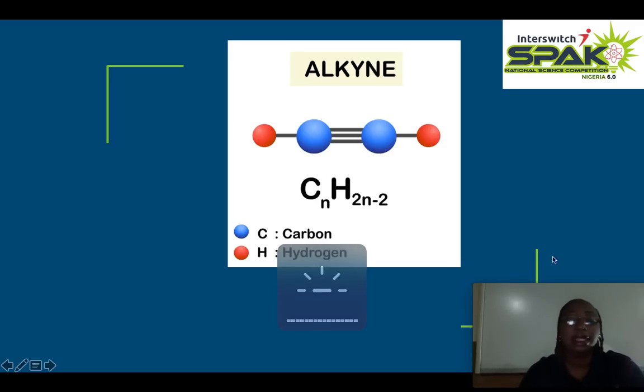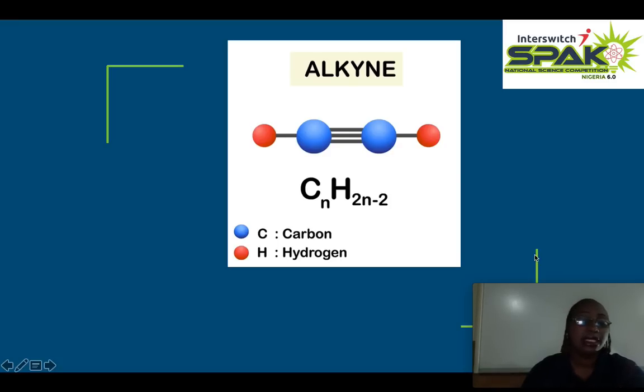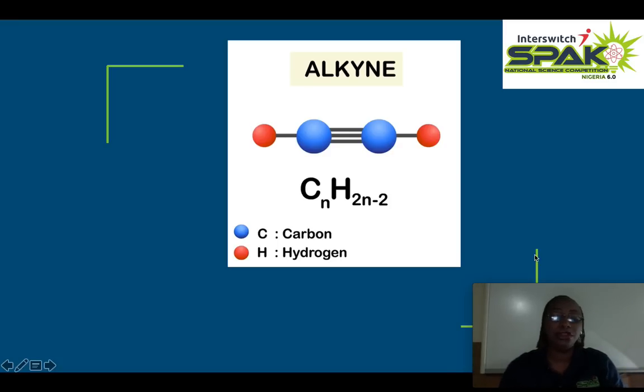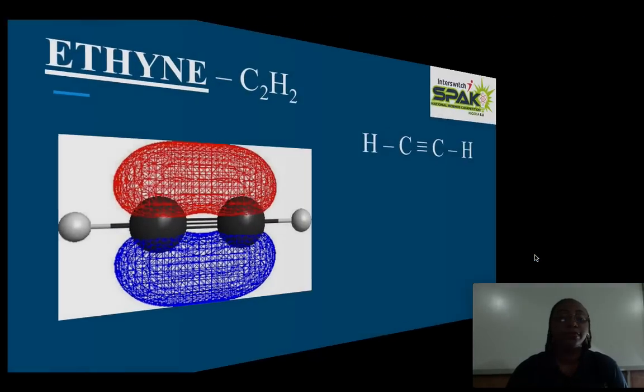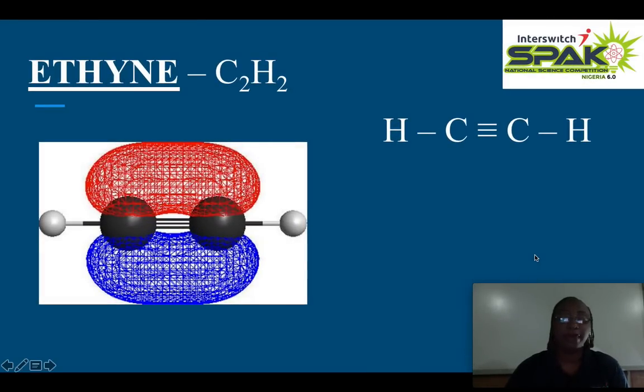we realize that the general molecular formula is CnH2n minus 2. And the first member of the family is ethyne. That's C2H2. The structure has a triple bond between the carbon-carbon atoms.